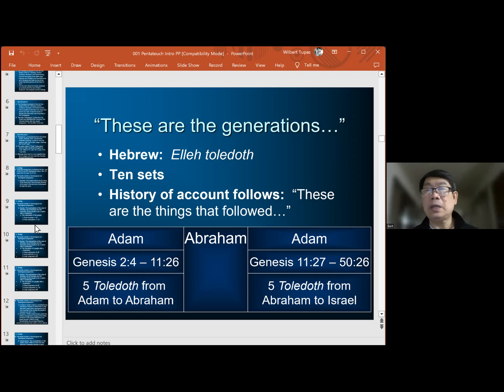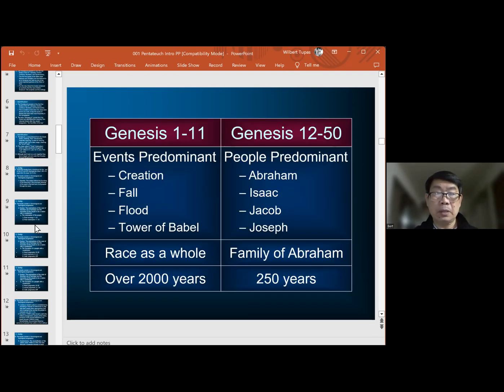So Abraham is a prominent figure in the book of Genesis. Actually, in chapter 1 to chapter 11, the events are predominant: the creation, the fall, the flood, the tower of Babel. After that, we have the call of Abraham, chapter 12 to chapter 50, actually the history of the generations of Abraham and his son Isaac and Jacob. Isaac has a son Jacob, and Jacob has 12 sons, and most of the rest of the history in the book of Genesis is about Joseph.